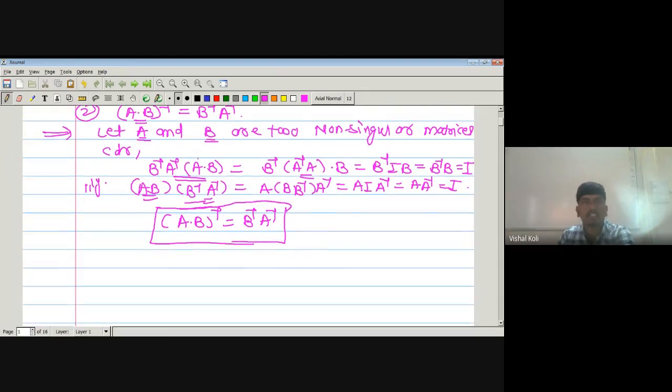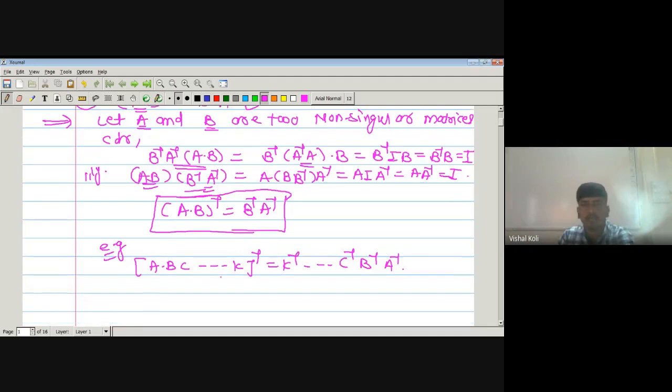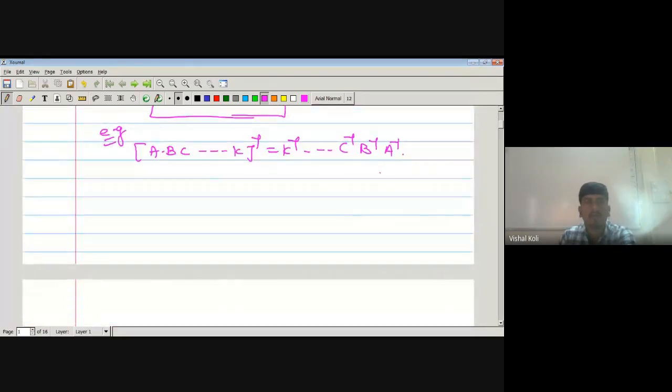Okay, now we can extend this method to any number of matrices. For example, suppose we have K matrices, that is, the inverse of A, B, C up to K is nothing but K inverse up to C inverse into B inverse into A inverse. That is, if there are any number of invertible matrices, then the inverse of their product is nothing but the product of their inverses in reverse order, K inverse up to C inverse, B inverse, A inverse. Okay, so in this way we can find the inverse of a product of matrices.